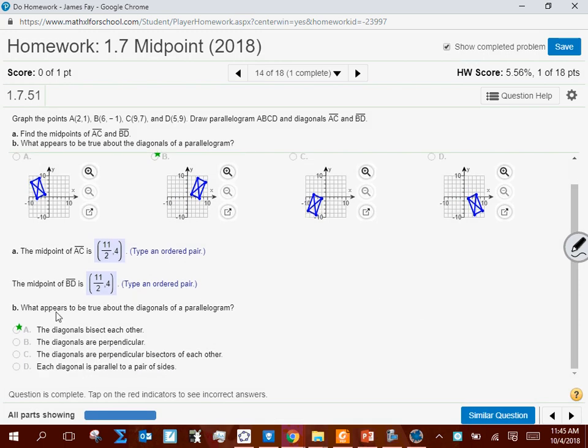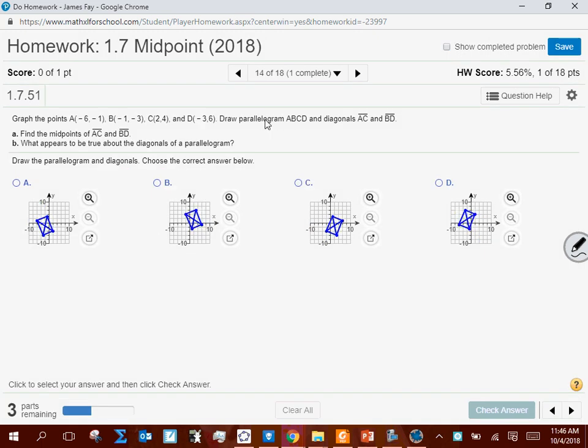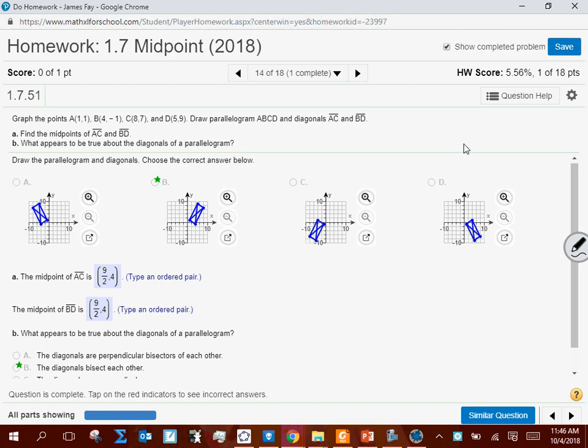But you see down here when it gives you the option, what appears to be true about the diagonals of a parallelogram, because that's what a rectangle is. A rectangle is a type of parallelogram. You come up with, I guess this one just calls it a parallelogram. Did the last one call it a rectangle? I thought it did. Yes, it is just a parallelogram. Does that make sense to everybody?